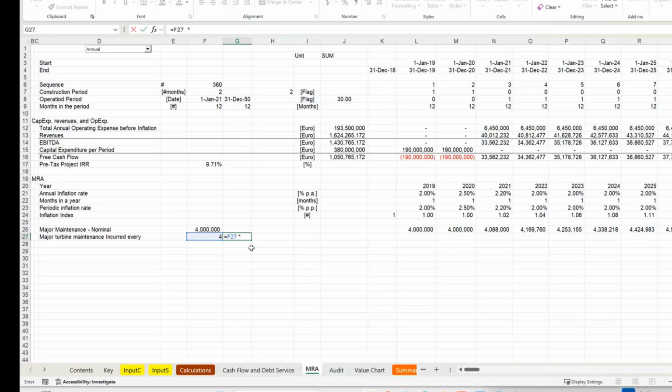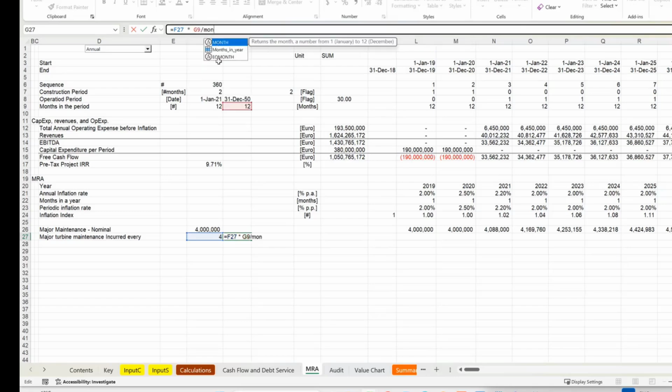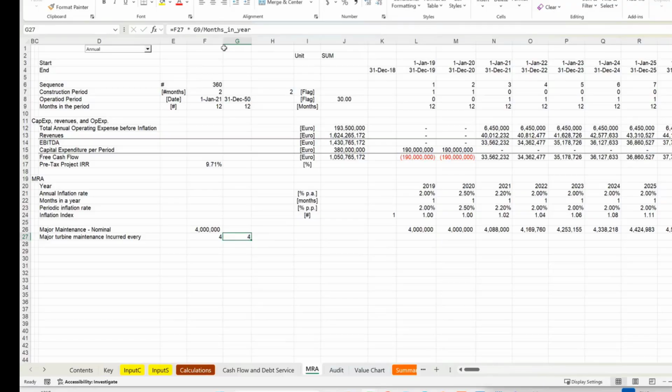How did we do this? When we did the months in the year, we just took that 12 and divided it by 12, right? So we go up to line 9, which is the 12 after the operation. We have to be careful after the operation. So divide it by the months in the period, the range name called months. All I want it to be is 4.